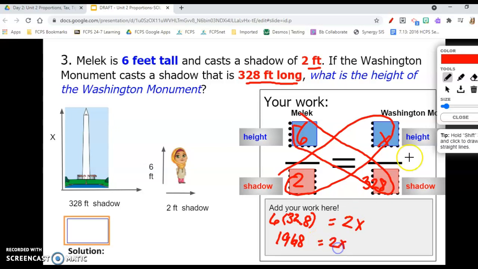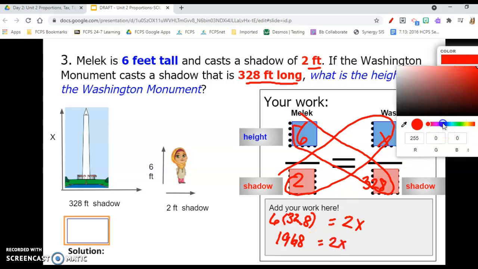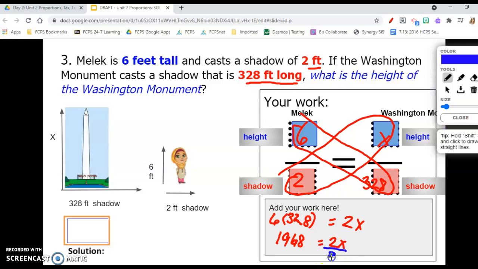We have 2x. We want to isolate our variable, so we're going to divide both sides by 2. Cross this out. X equals 984, which is your answer: the Washington Monument is 984 feet tall.